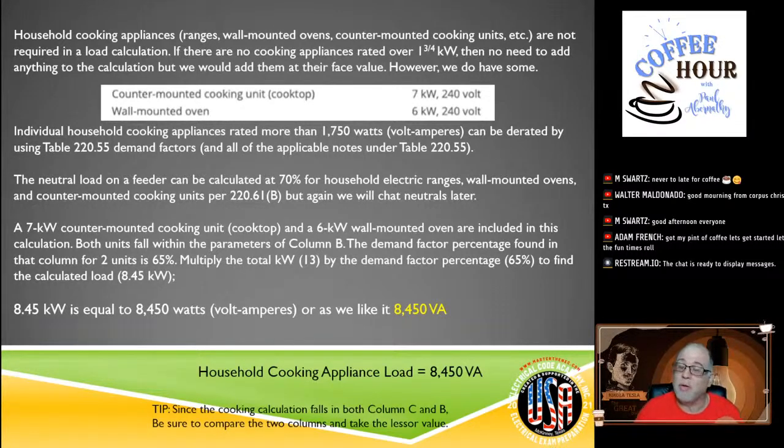All right, so while we're here, remember also, when we do this, we've got to do a neutral calculation. And 220.61(B) also tells us that we can take the values of whatever we're going to come up with at 70%, right? So while you're here, you can always jot that down so that you don't have to do it later. But we will.